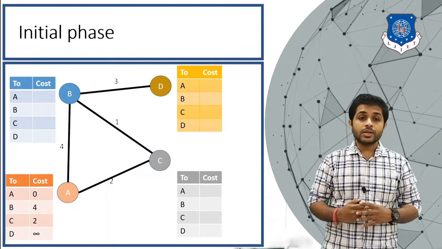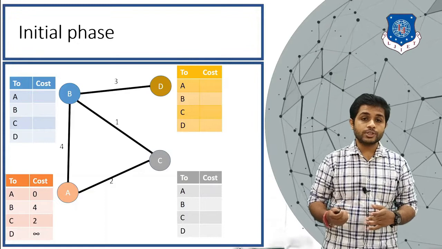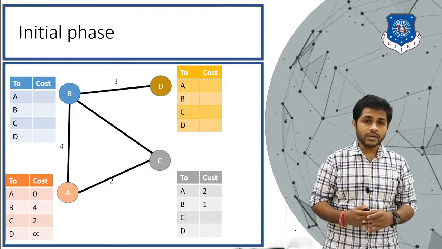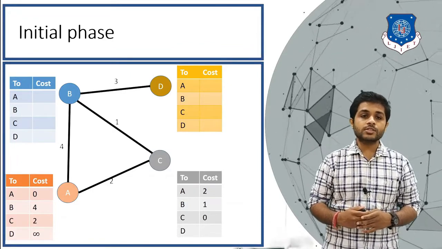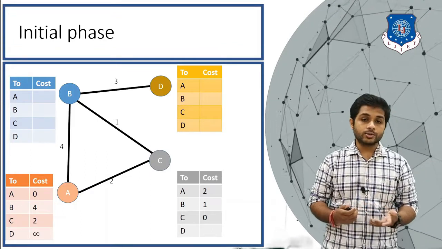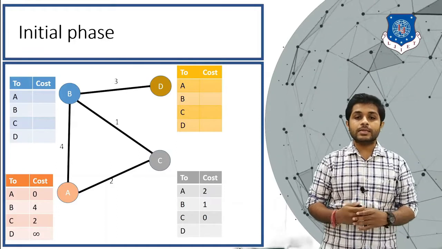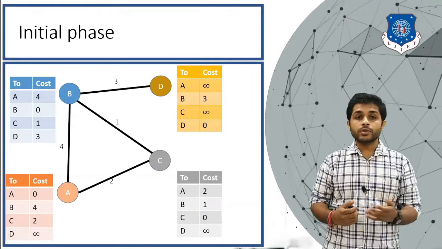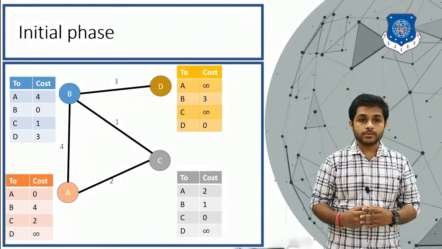Now C knows the distance to A, which is 2. C knows the distance to B, which is 1, and C knows the distance to itself. But C doesn't know the distance to D because router D is not directly connected to C. So C will put infinite in its entry. After the initial phase, all the routers will share their tables with adjacent routers.